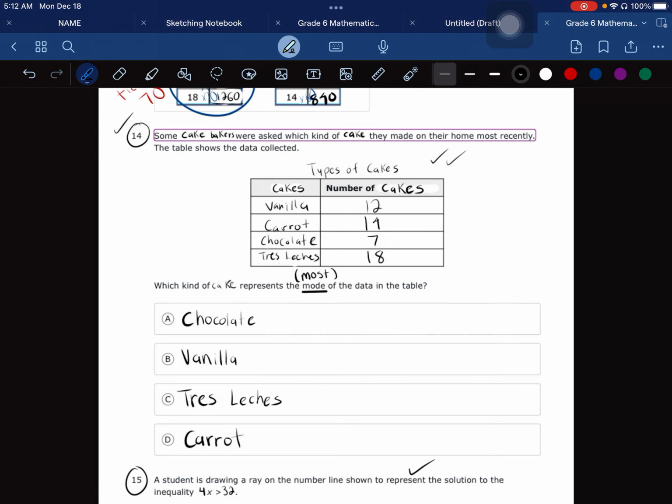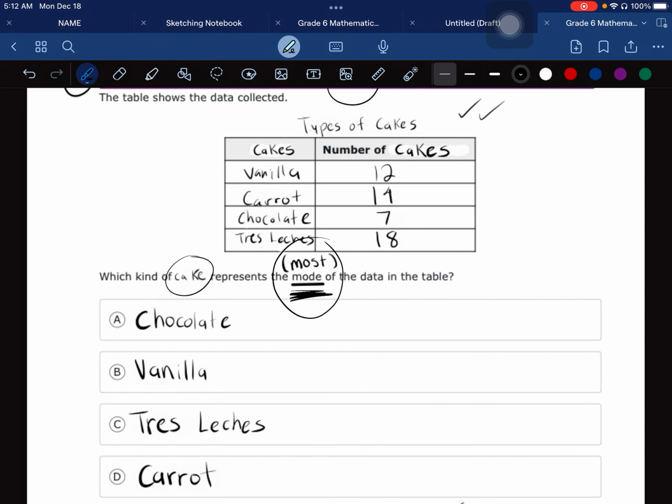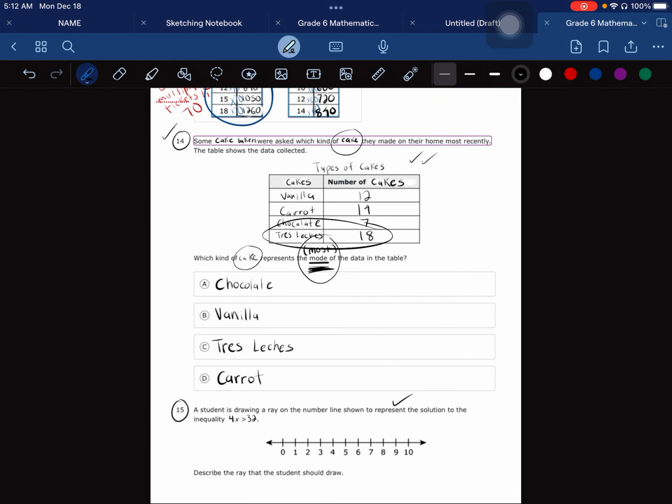Number 14. Some cake bakers were asked which kind of cake they made in their home most recently. The table shows the data collected. Which kind of cake represents the most cakes they made, which is tres leches. Boom.